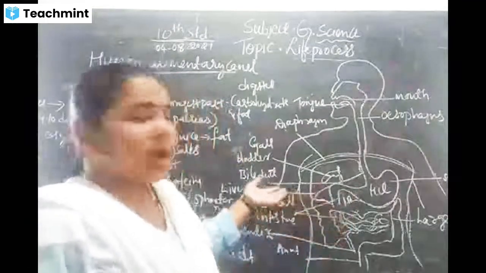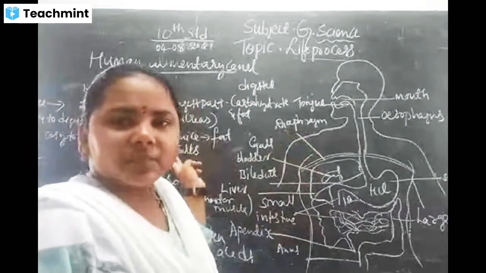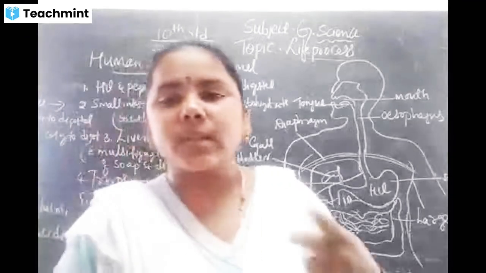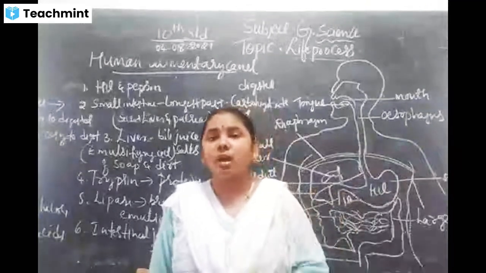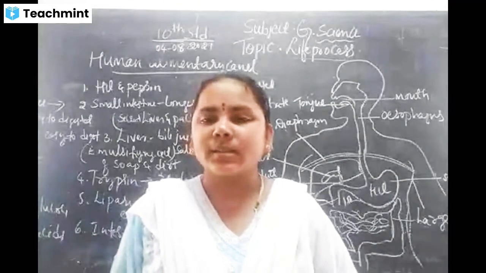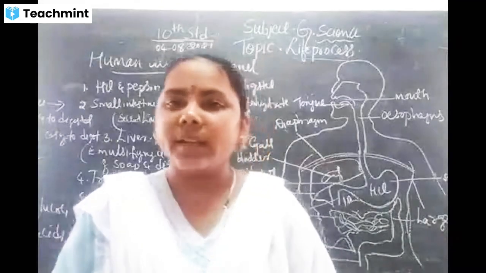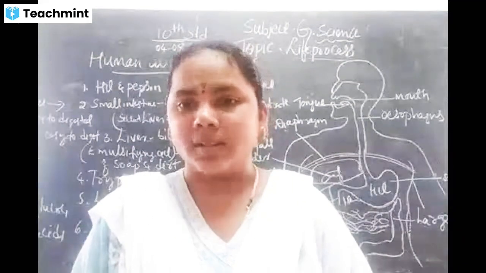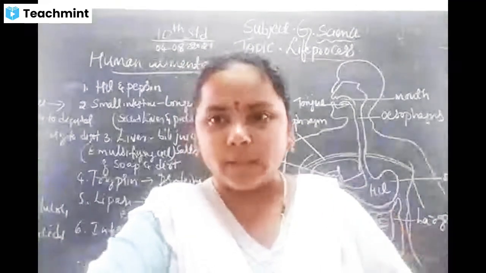So how many marks do you get from this topic, do you know? The diagram is 2 marks. The enzymes they are going to ask for 2 marks. Give reasons for herbivores and carnivores, that is going to be asked for 2 marks. So 3 plus 2 plus 2, how many marks? 7. So 7 marks is very easy if you study well.